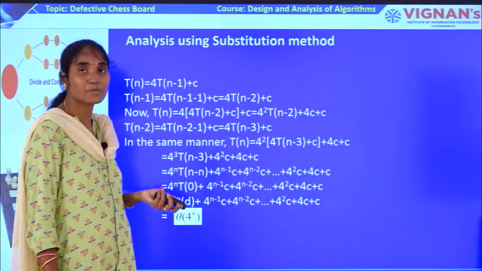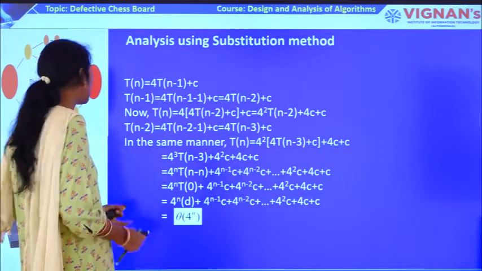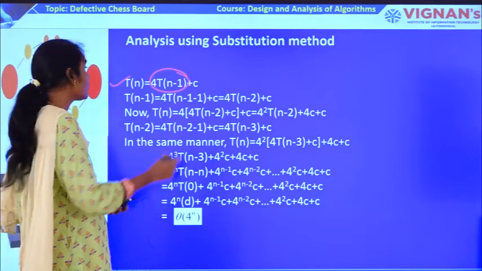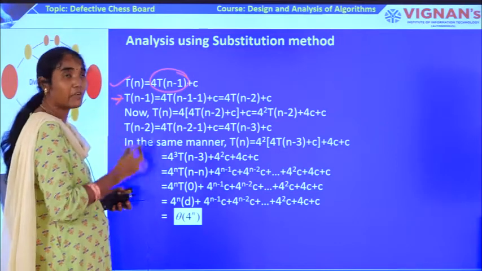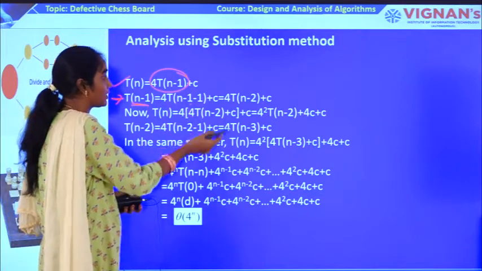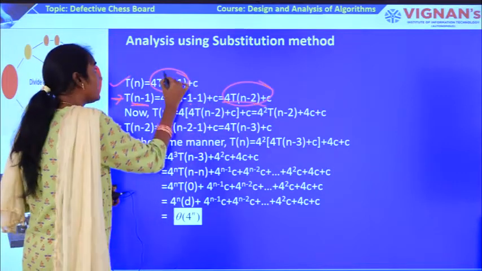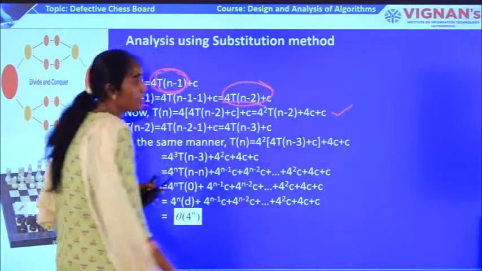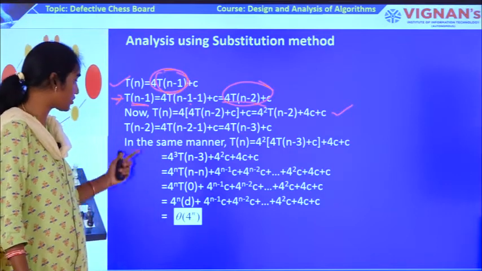So now we have to solve this by using the substitution method. So here T of n is equal to 4T of n minus 1 plus c. Now here the subproblem which we don't know is T of n minus 1. So this T of n minus 1 we again have to substitute by using the substitution method. Again we substitute n minus 1 in the given equation, which gives 4T of n minus 2 plus c. Now I have to substitute this 4T of n minus 2 in T of n minus 1. So now this modified T of n is 4 square into T of n minus 2 plus 4c plus c. So in the same manner I am going to substitute again.